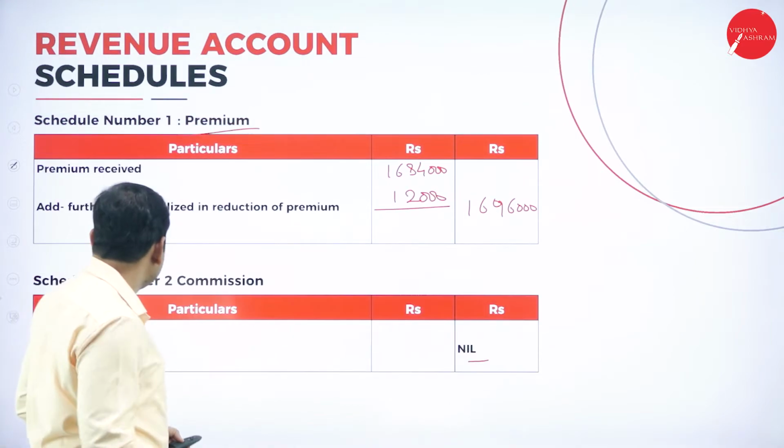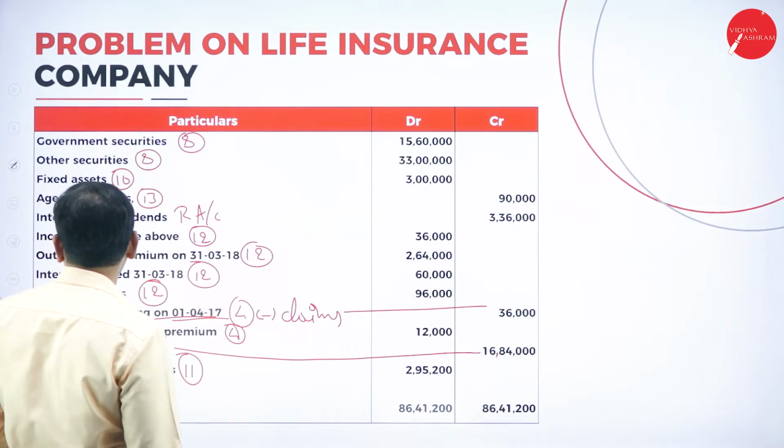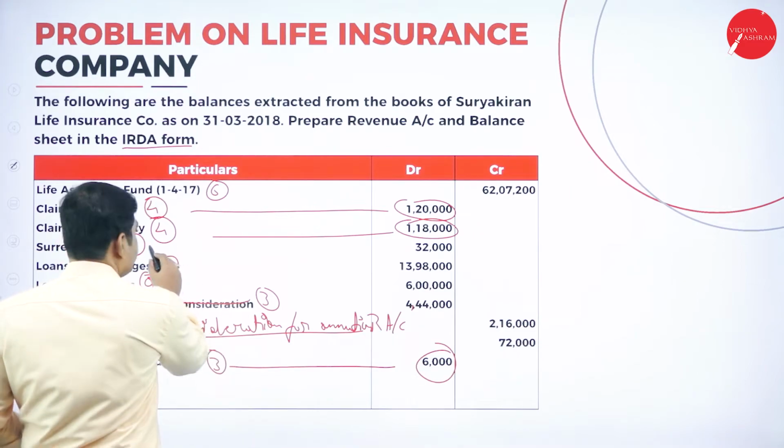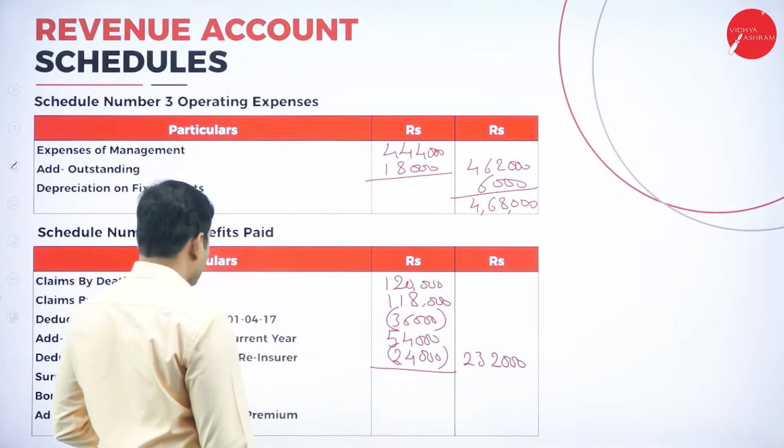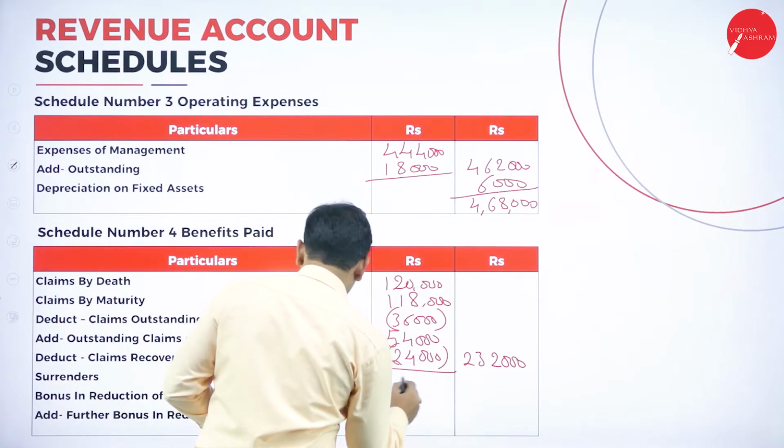Next item is surrender. Let's go to the surrender here. The total surrender amount is 32,000. Surrenders 32,000.